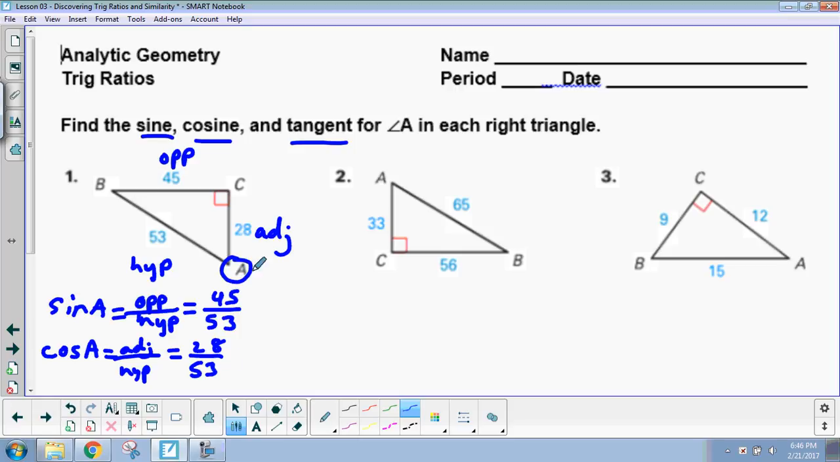Tangent A, again, is opposite over adjacent. And that's 45 over 28. And again, if you have your calculator, reduce this if you can. Let me think. 4 and 7. Yeah, I don't think this reduces either. Go ahead and do that for all of them. And check the answer key I posted.